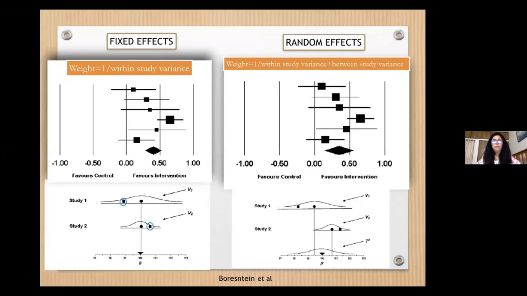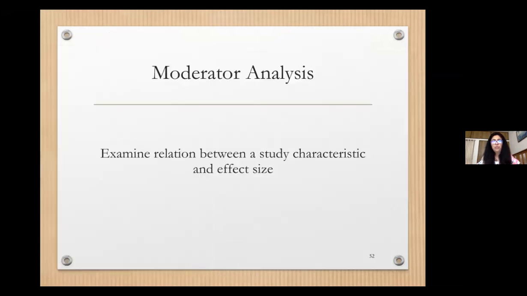Whereas in the random effects model, the weight is 1 divided by within study variance plus between study variance. So you can see because of the increased variance, the confidence interval is bigger. The diamond is broader, right? And the study which is second last, which had a tiny square, that is less weight, now has more weight. Whereas the one which had a higher weight is kind of balanced out, right? So this is what the random effects model is doing.